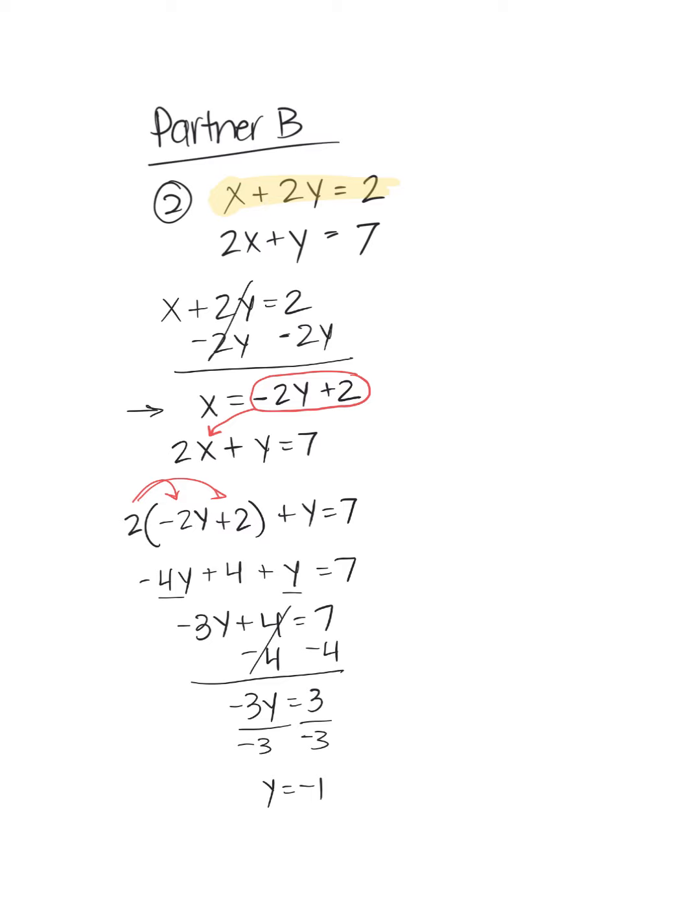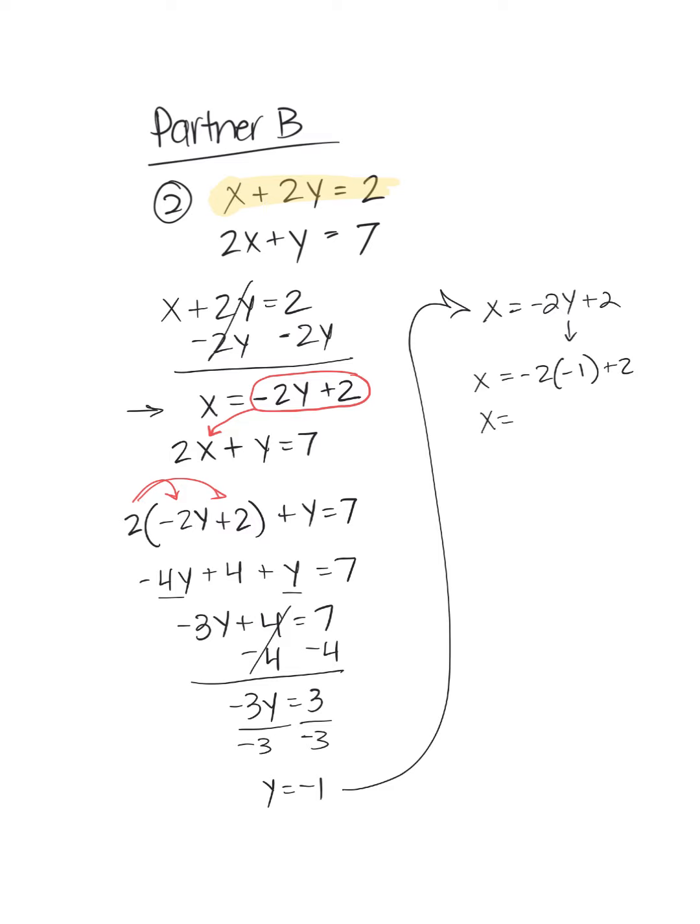Again, halfway there. We have to figure out x. Now, it doesn't matter which equation I use. I'm going to use the one that I isolated. So I'm going to use x equals negative 2y plus 2. I think y is negative 1, so that's what I'm going to substitute here. So I have x equals negative 2 times negative 1 plus 2. Negative 2 times negative 1 is positive 2. 2 plus 2 is 4.